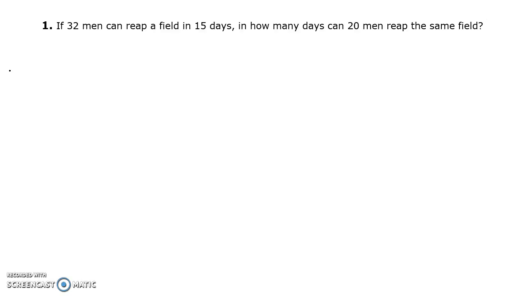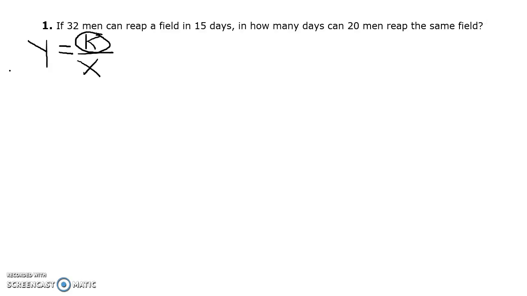With inverse proportion, the formula is y equals k over x, and k stands for the constant of proportion. Basically, how long would it take one person to reap the entire field on his own? So the first thing we have to look at in this inverse proportion question is how to find the constant of proportionality.